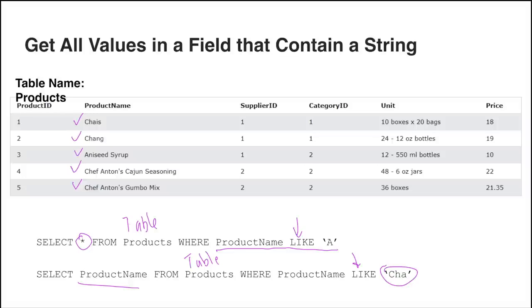It can actually do more complex operations like looking for patterns, but in the context of the IB exam, this is mainly what you're going to see. So these 2 have cha in them, so we're just going to display Chai and Chang. We're just displaying product names where the product name contains cha.